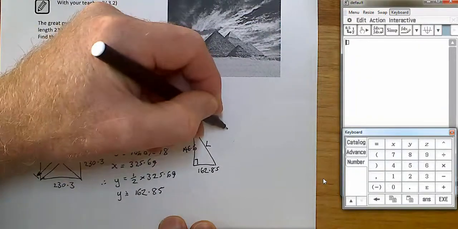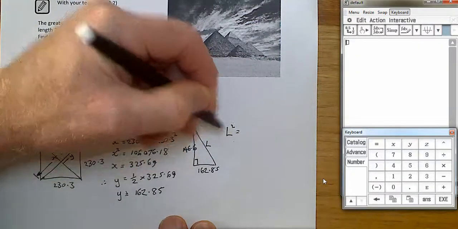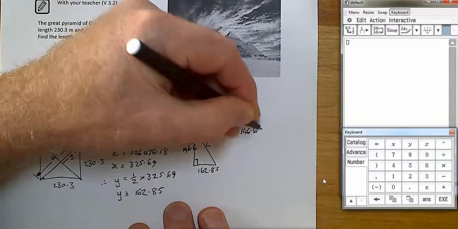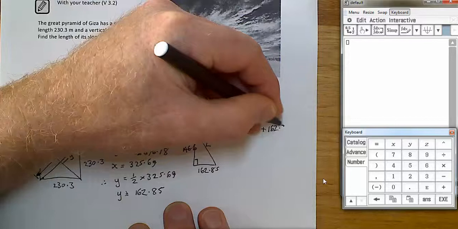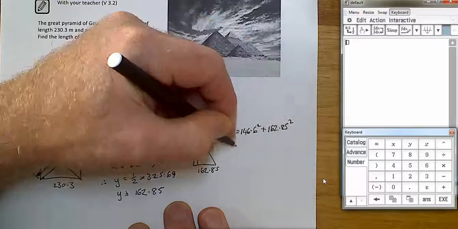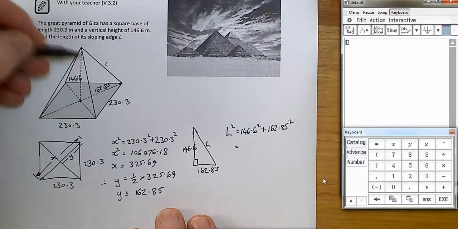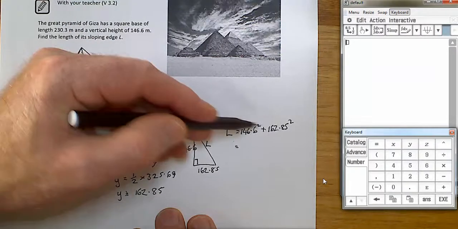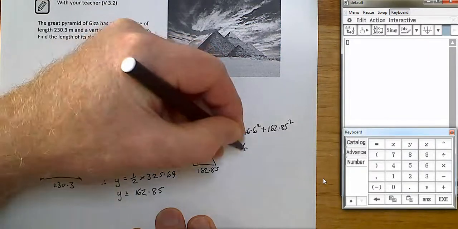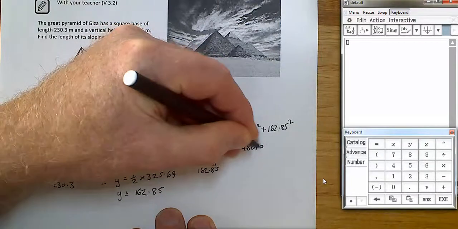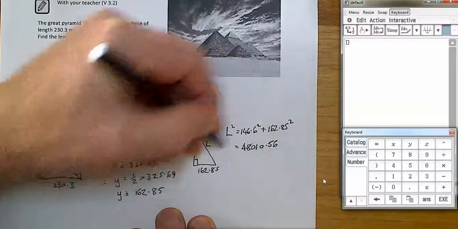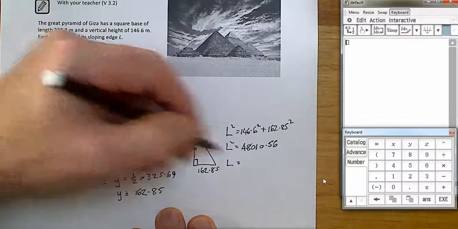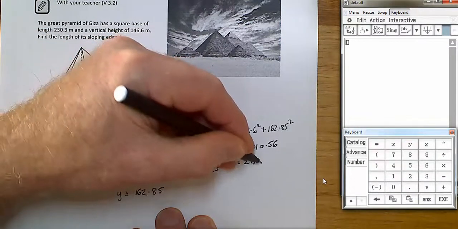So I can say that L squared equals 146.6 squared plus 162.85 squared. It's a plus question because I'm trying to find the hypotenuse. A little bit of maths in between. Square this, add them together. That's L squared, and of course take the square root of both sides, and I'll find out L equals 219.11.